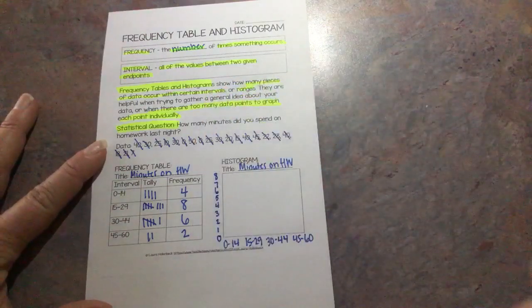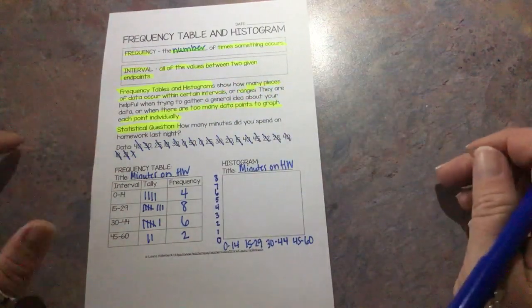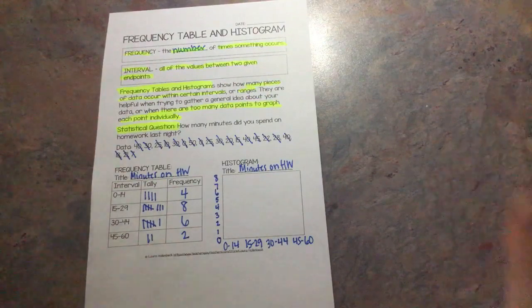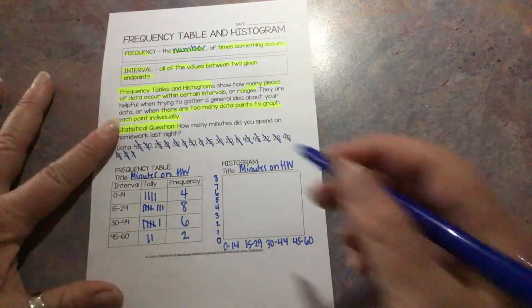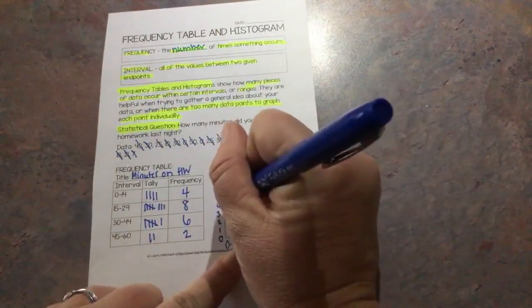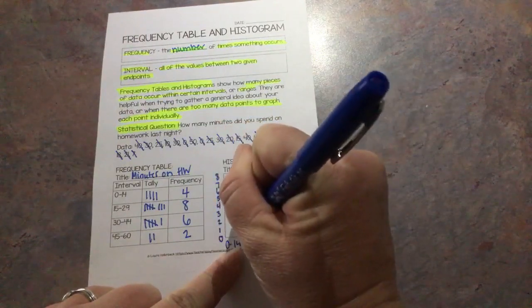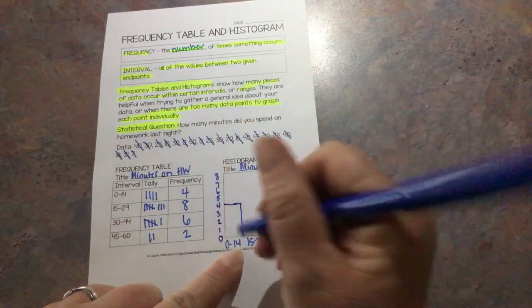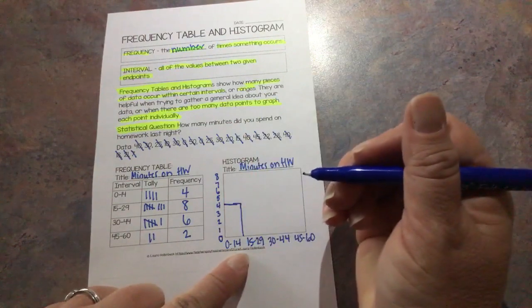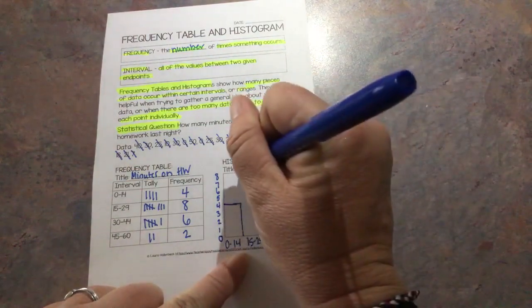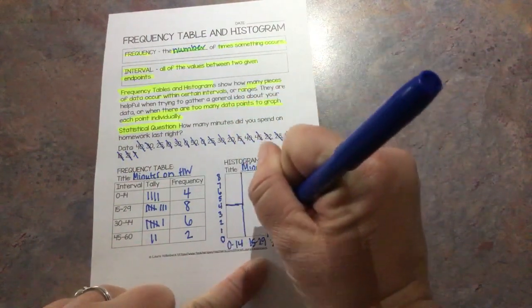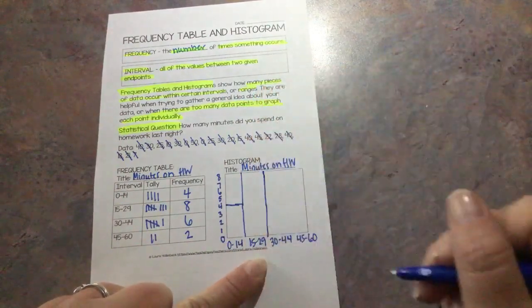All right, so now, again, this is similar to a bar graph, but it's not a bar graph. Your lines are actually going to touch. So my first one is 4, so I'm going to go from here to there, and that is my range for 0 to 14 minutes spent. The next one is 8, so I'm actually going to go all the way to the top of my chart.